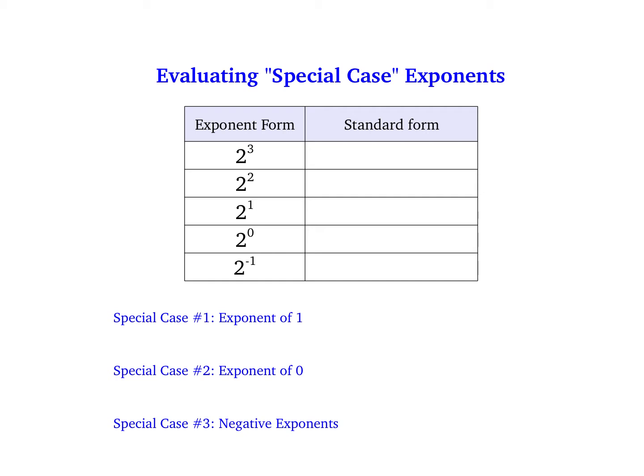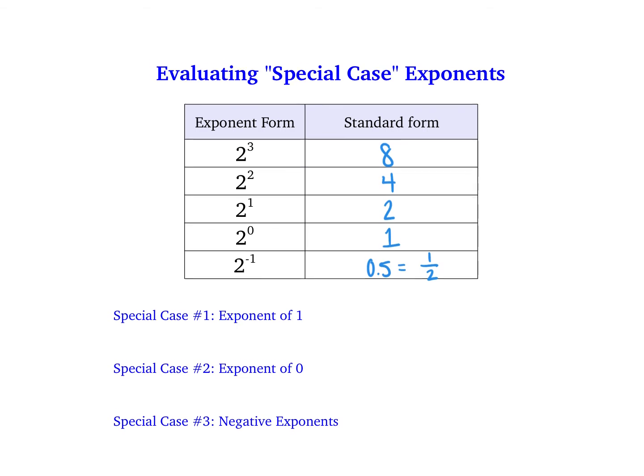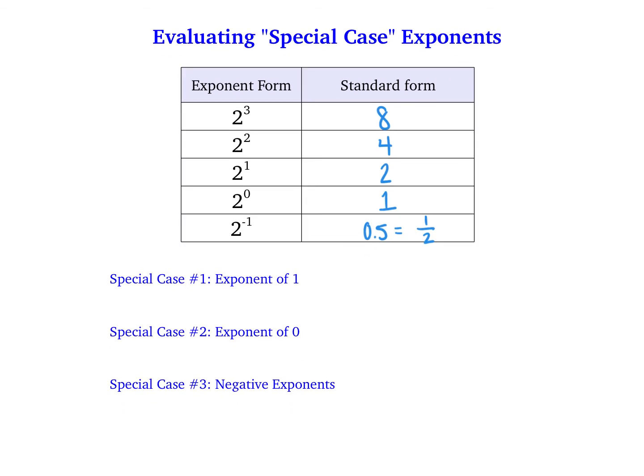If we evaluate each of these, and we'll start with 2 to the third, we see that that's equal to 8. 2 squared, or 2 to the second power, is equal to 4. 2 to the first is equal to 2. Again, that new weird one, 2 to the 0, is actually equal to 1. And then we see that 2 to the negative first is equal to 0.5, which we know is the fraction 1/2. So let's use this table to see if we can figure out what's happening with these weird exponents.